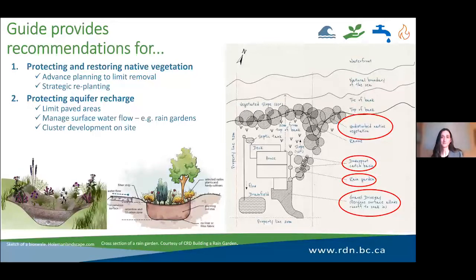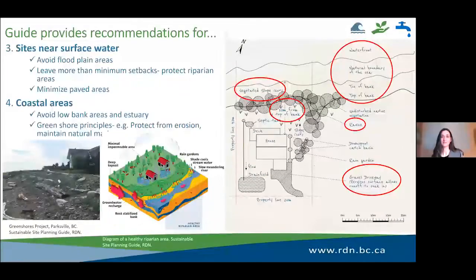The guide also gives some tips for working near specific types of features, sites near surface water, for example, avoiding floodplain areas, leaving more than the minimum required setbacks to protect riparian areas and rehabilitating some of those damaged areas while also minimizing paved surfaces. All of these help reduce flood risks and also maintain the natural processes that support the environment we rely on for well-being in our area.